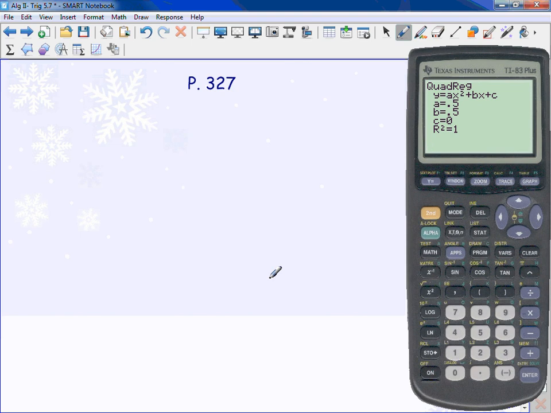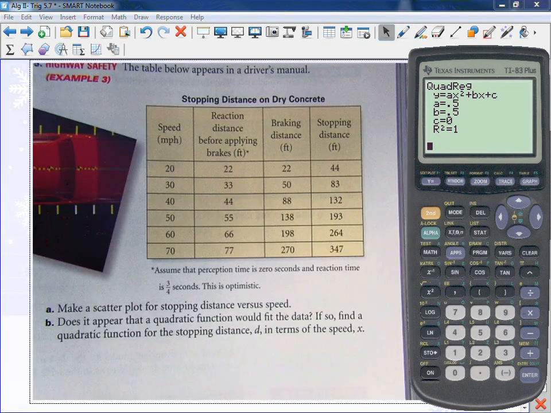Open your books to page 327. We have this chart right here. What this is talking about is the stopping distance on dry concrete. If you're going 20 miles per hour, the first thing you do when you start braking is 22 feet, and it takes a total of 44 feet to come to a complete stop.